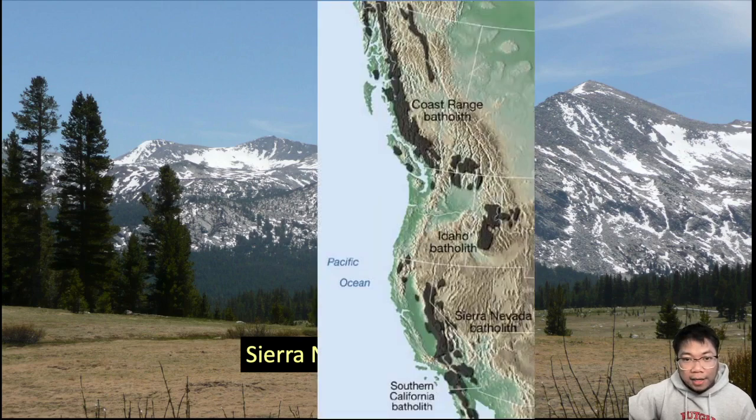And if you go to Sierra Nevada, we would also have some exposure of granite batholith. I've been to Yosemite National Park as part of it, and it's so beautiful. And you should probably go there as well sometimes. Yosemite National Park, again, is also part of Sierra Nevada batholith that is located on the western part of the United States.